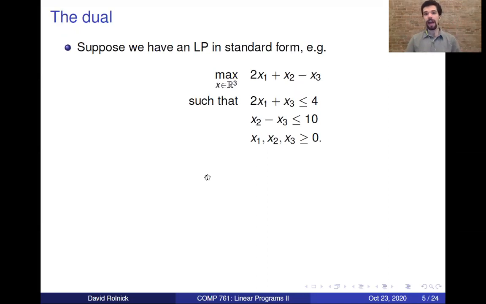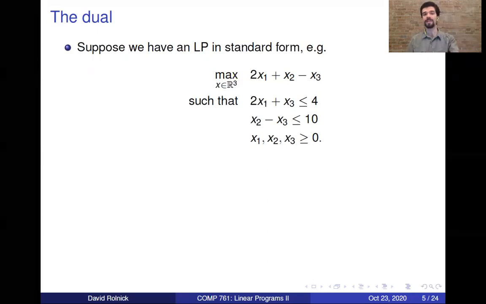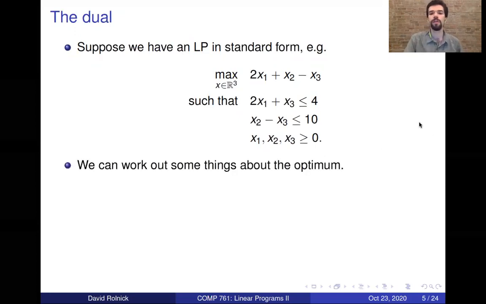So suppose we have an LP in standard form. And this is the reason why we're going to be thinking about standard form: first for the dual, and then we're going to use that a bit for the simplex method, though it's going to be a slightly different form. Okay, so suppose that, for example, we have this LP in standard form. This is just an example. We're maximizing this subject to these inequality constraints and assuming that all the variables are greater than or equal to 0. Now, we can work out some things about the optimum here.